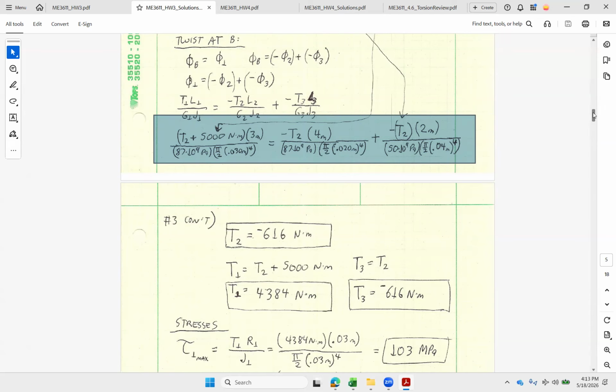So if we take a quick glance at those, sanity check, T1, bar 1 is carrying most of the load, and that's where that 5,000 is applied, right at the end of bar 1.